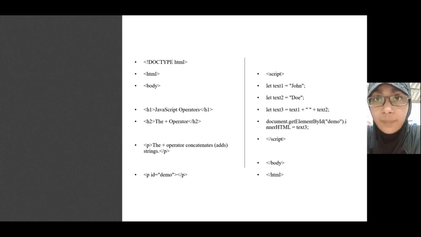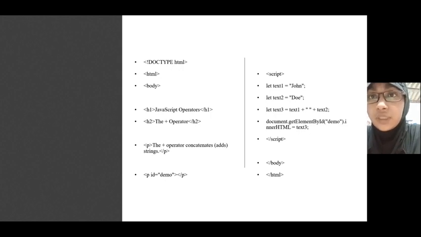As we can see, we have mentioned the doctype HTML and body. In the body, we wrote the heading tag as JavaScript operators, and the H2 tag as the plus operator. That is, these two are the headings. And in a paragraph tag, we mentioned some content, that is, the plus operator concatenates strings. In another paragraph tag, we mentioned its ID as demo. And now we wrote our JavaScript code in the script tag.